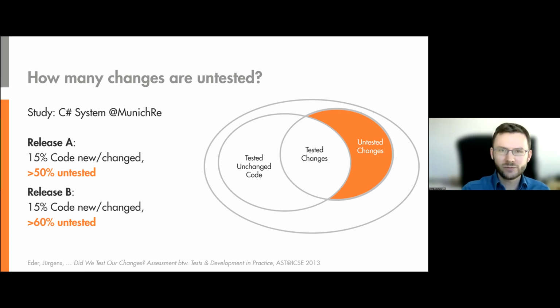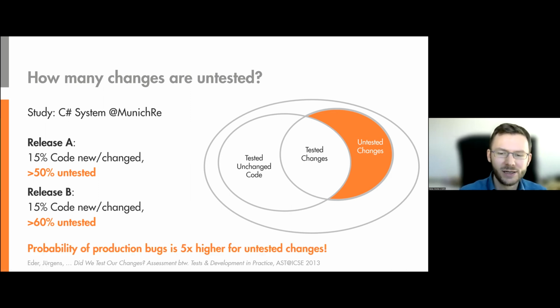Now, the second part of the study, we looked at each production defect for those two releases that was reported. And we sat together with developers and debugged which line of code caused the production defect and from which of those areas here did it come. And this was the part that was not so surprising. It's 5 times more likely that the production defects are caused by one of these untested code changes than any other part of the system.